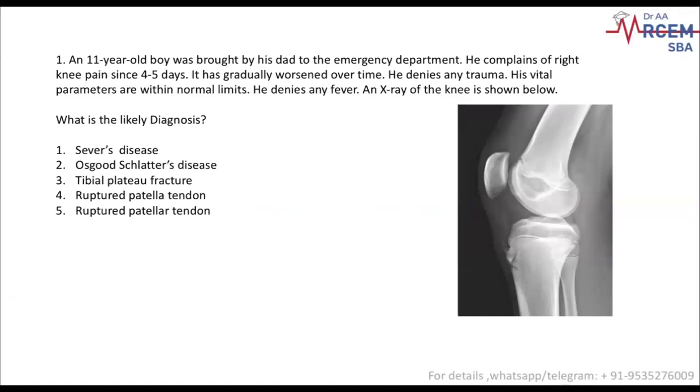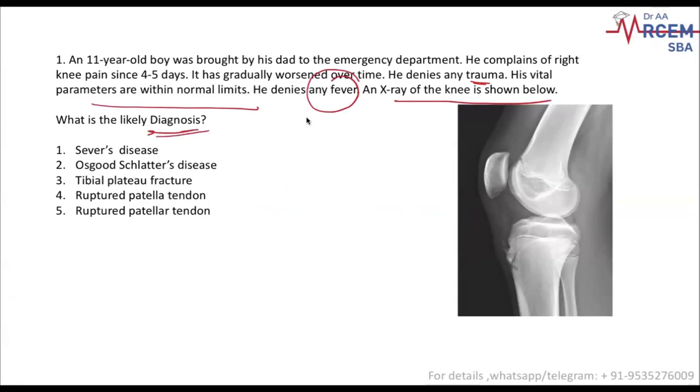An 11 year old boy was brought to the emergency department by his dad. He complains of right knee pain since the last 4 to 5 days, which has gradually worsened over time. He denies any trauma, so there is absolutely no trauma. Vital parameters are within normal limits. He denies any fever also. X-ray of the knee is given below. What is the obvious diagnosis?